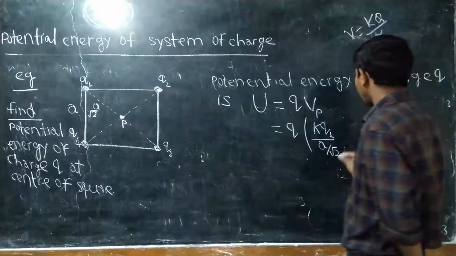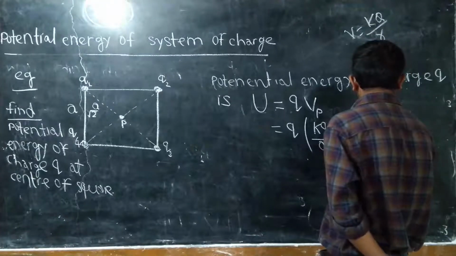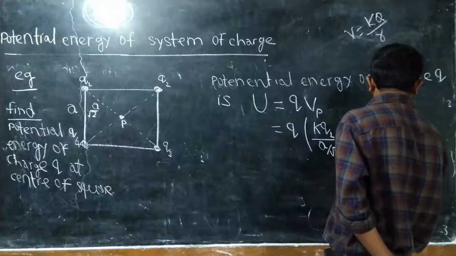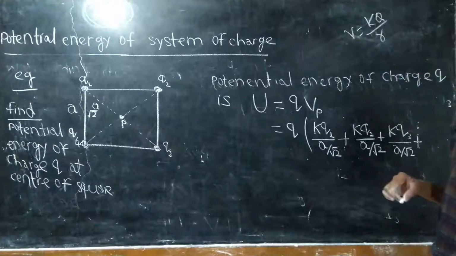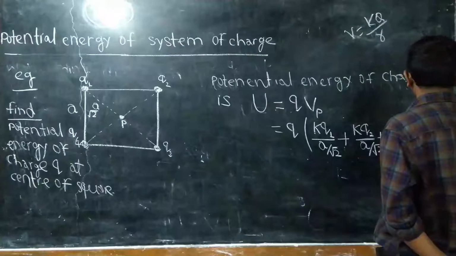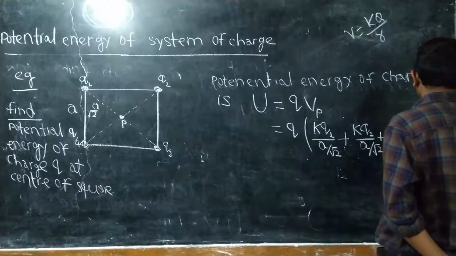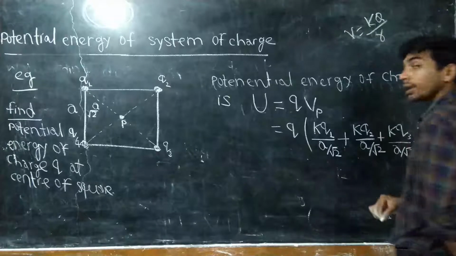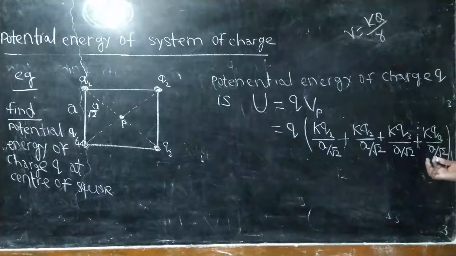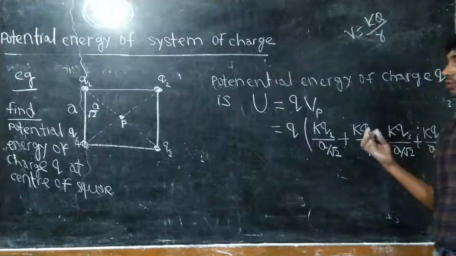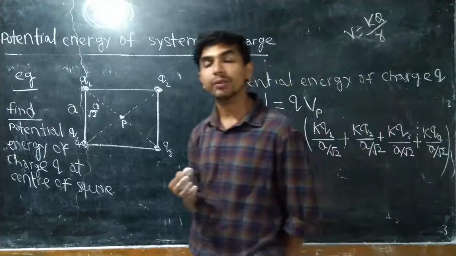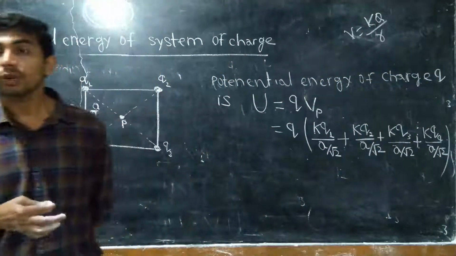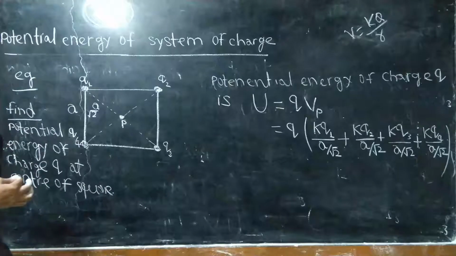Similarly, you are able to write the potential at P due to Q3 as kQ3 by a by root 2. Similarly, the potential at P due to Q4 is kQ4 by a by root 2, right? So this is your potential energy of the charge. With these two examples, I hope you are able to understand how we can calculate the potential energy of a system and the potential energy of a charge.